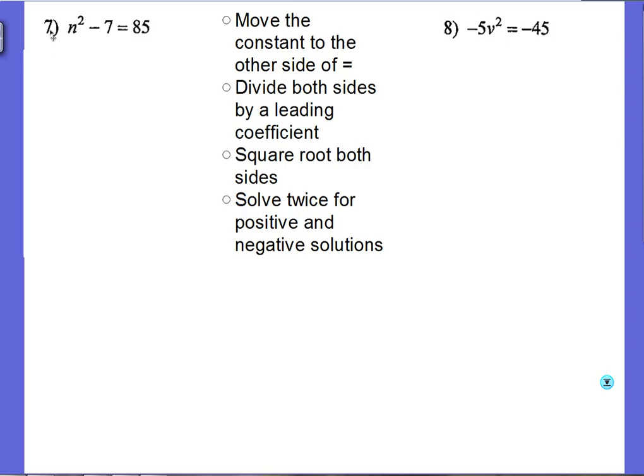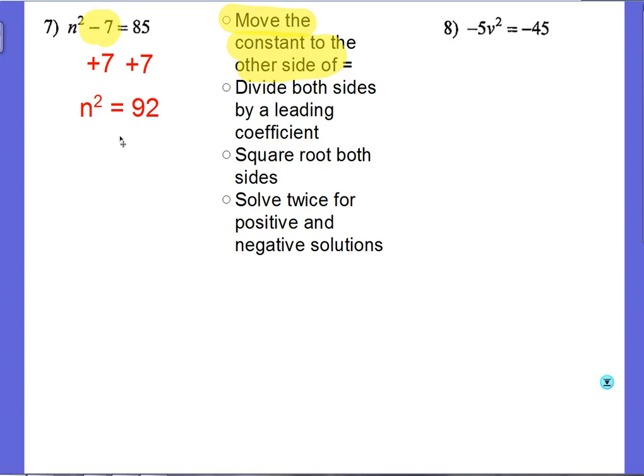Okay, so this is number 7 from the new homework packet that you picked up today. 1 through 6 are easy review ones. So this obviously doesn't look as hard as the problem we just did. We're not going to use all of these steps. The first step says move the constant to the other side of the equal sign. Well, I have a constant right here, so that is a step I am going to do. That means I'm going to add 7 to both sides.